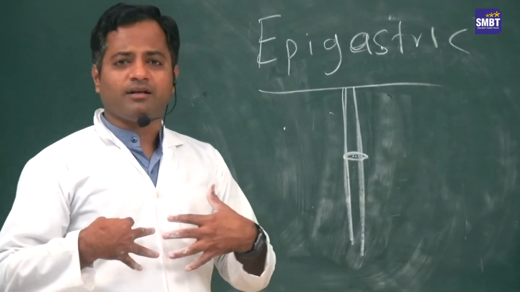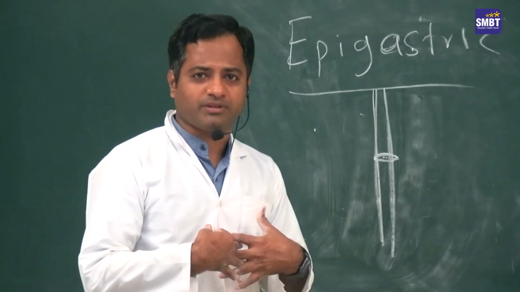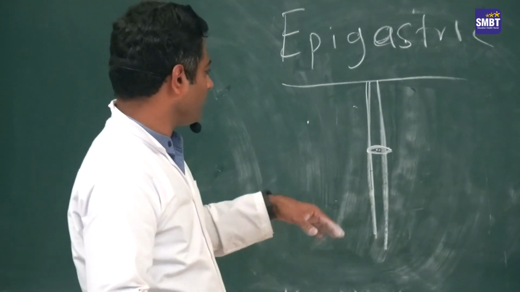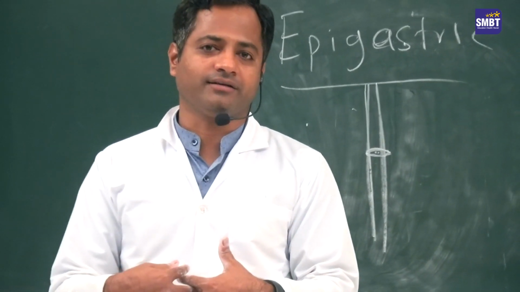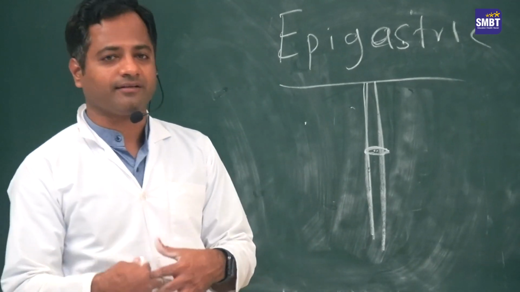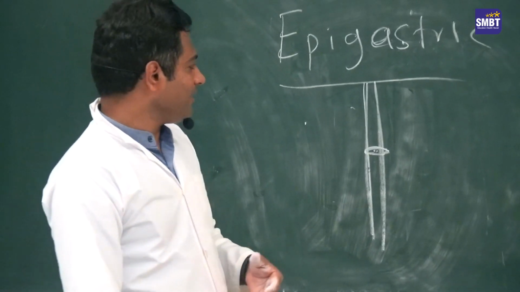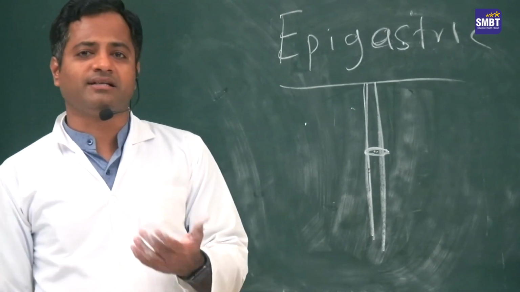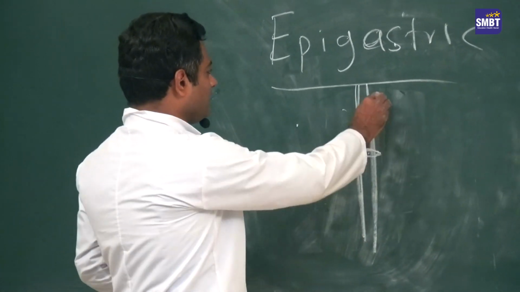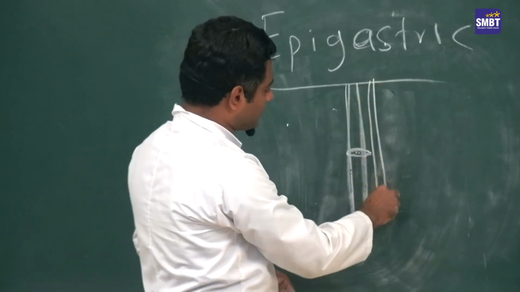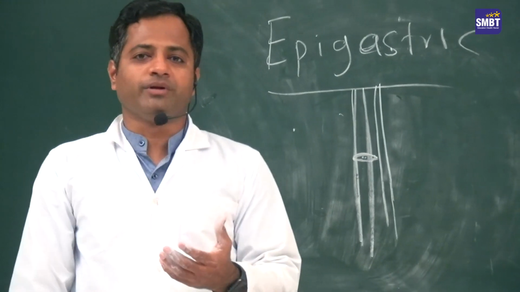What is the linea alba? Decussating fibers of the anterior rectus sheath and posterior sheath. Okay, so suppose these decussating fibers are defective or weak, then linea alba will become weak, and any disease which raises the intra-abdominal pressure will give rise to an epigastric hernia.